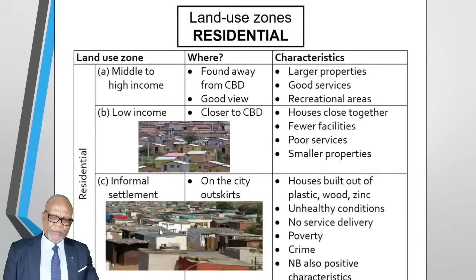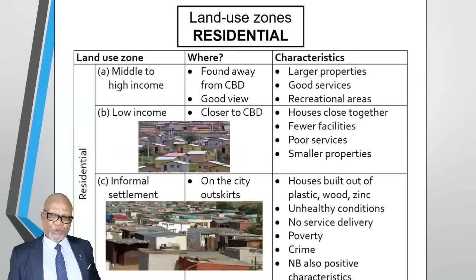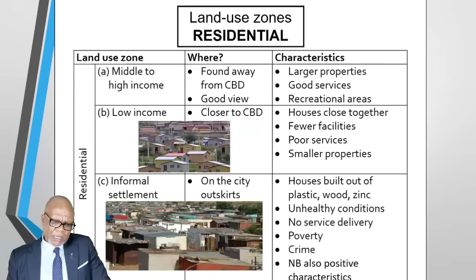Another land use that we have is land use zone. Not land use, it's a land use zone. The only land use in urban area is recreational. Others are land use zones because they can be found in a specific area. So another land use zone in urban area will be residential. And your residential, we have three types of residential. We have middle income, we have high income, and we have informal settlement.